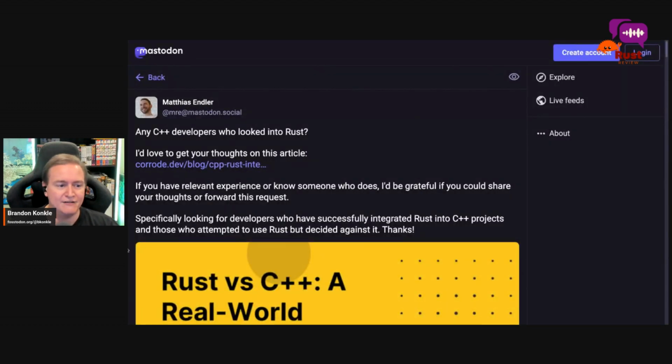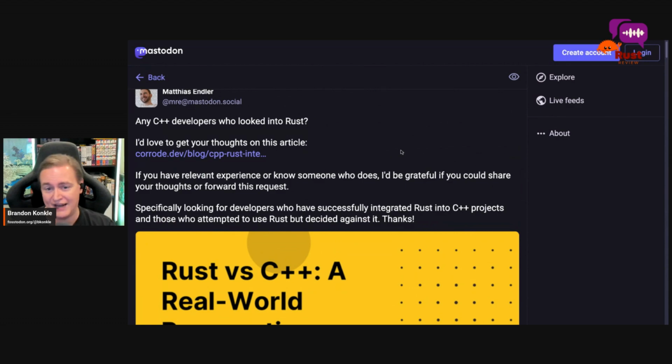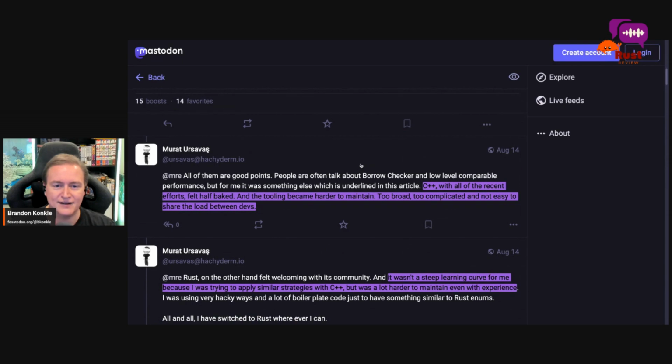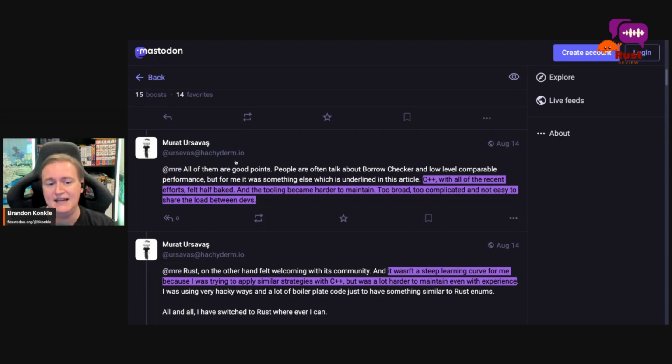So then here in the Mastodon post, Matthias shared it and asked if there are any C++ developers who have relevant experience here that can chime in. And we got some pretty interesting results. First off, we've got Murat, who talks about how his biggest advantage that he can see, like he says, people talk about the borrow checker and low level comparable performance and things, but for him, the biggest difference is that C++, with all of the recent efforts, I assume he's talking about all of the linting and checking and analysis tools that can take hours to run against it.